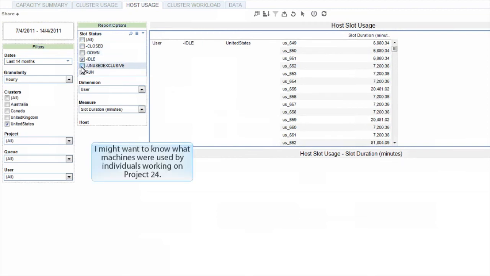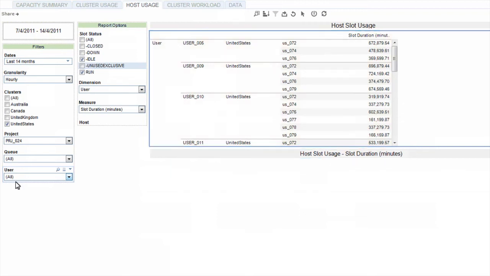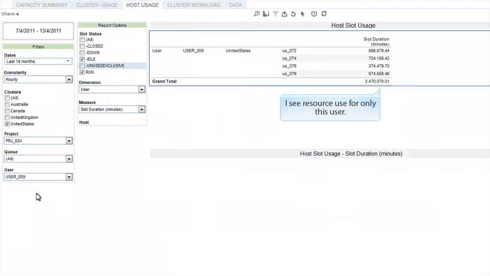I might want to know what machines were used by individuals working on Project 24 and how long each was used. I'll filter to show only hosts running jobs associated with this project. Now I see each user, the hosts they used, and how long they tied up slots on the host. I can drill in further and look at host use by just one user. And I see the machines that their jobs ran on and for how long.